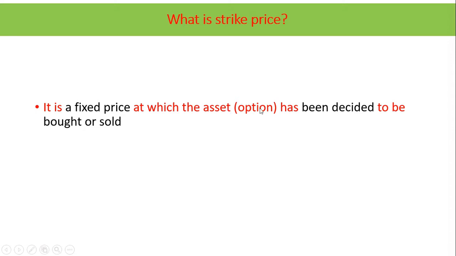So option is a freedom which the buyer receives. Option is the right or freedom to buy at a strike price. So you can get a right to buy, or you can get a right to sell that particular index as an asset.